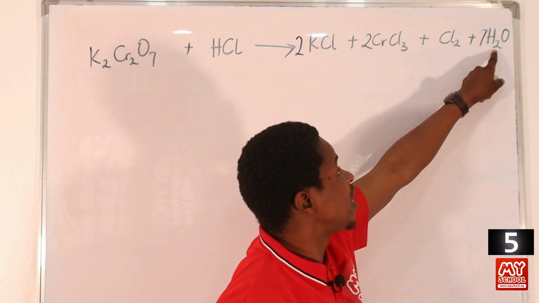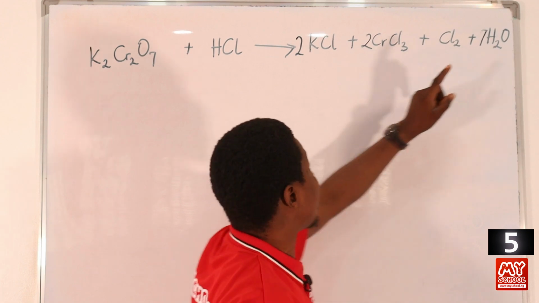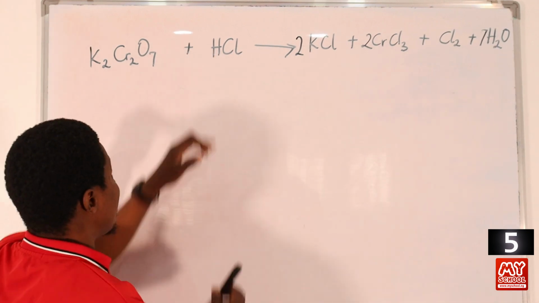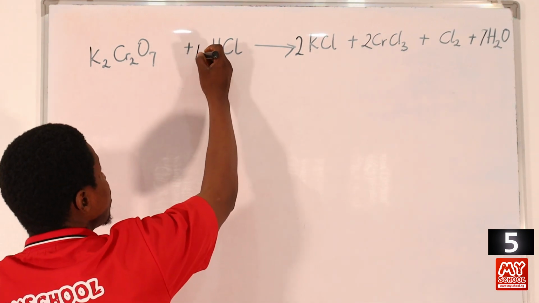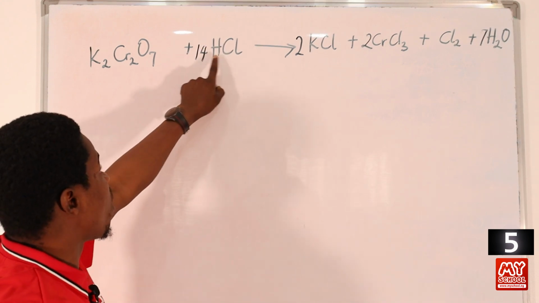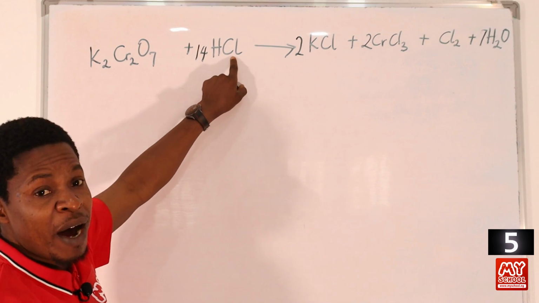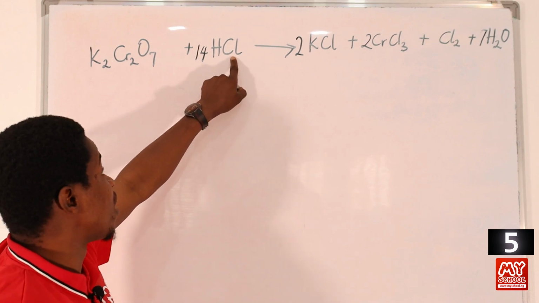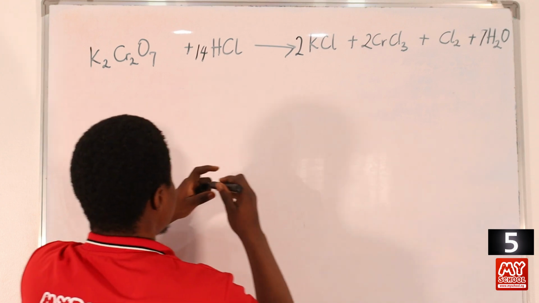So if we have 14 moles of hydrogen on this side and we have just 1 here, I think it's easier to put 14 here. So we have 14 moles of hydrogen here, but this has already altered the number of moles of chlorine atoms that we have here. But every other thing is balanced.